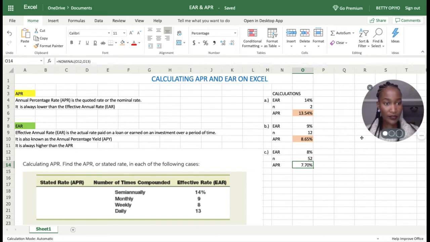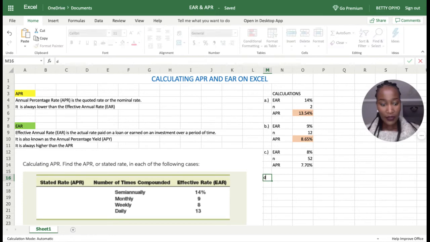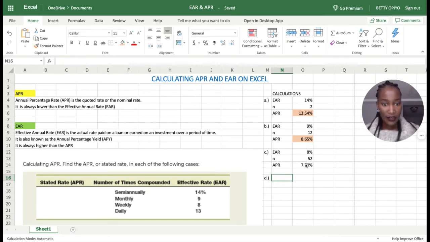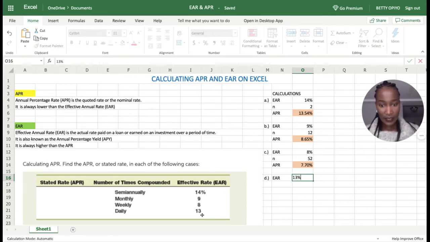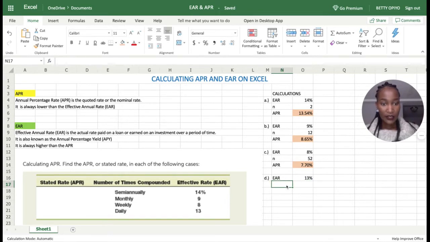Okay. To do the last example that we have here for calculation of the APR, we have EAR. EAR again, which is the effective annual rate, is 13%. So the last part is 13% down here. Compounding periods per year is daily. So we have approximately 365 days in a year. That's the number of times this rate is compounded. And then APR is what we're looking for.